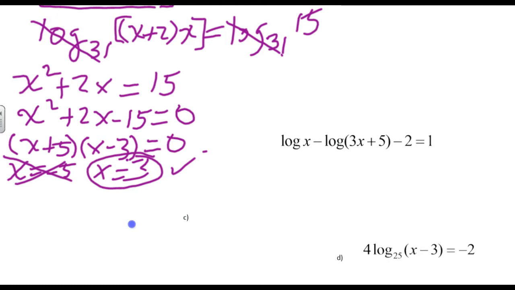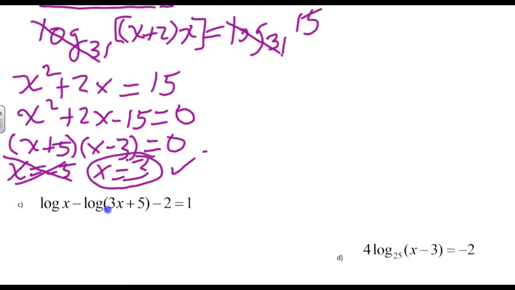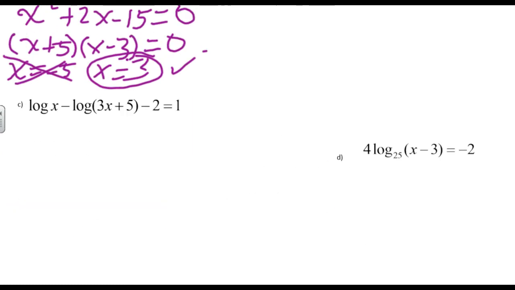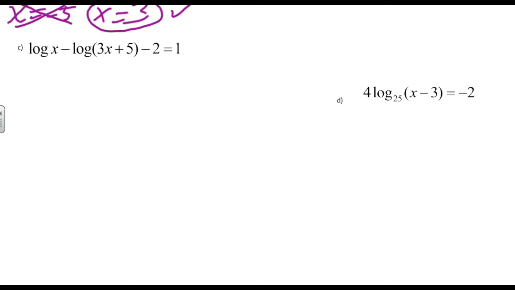So in the next problem, I've got a log equation where I have two logs subtracted. I also set it up so that if you notice, this 2 here, he's not part of the argument. Whenever you're solving log equations, you need to make sure and isolate your logs and move anything that's not part of the log to the other side.